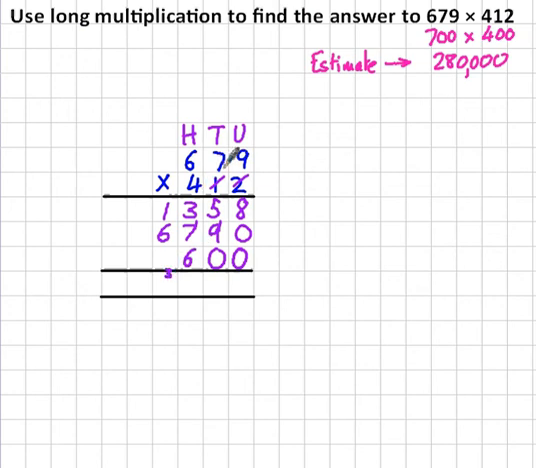4 times 7 is 28. Add the 3 that we were carrying is 31. 4 times 6 is 24, add the 3 that we were carrying is 27. And now we add them all up. I'll do this in red.